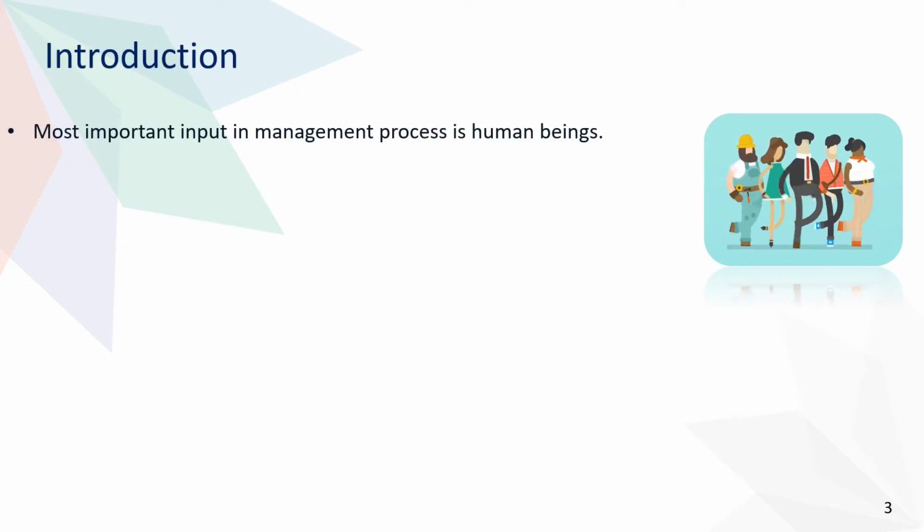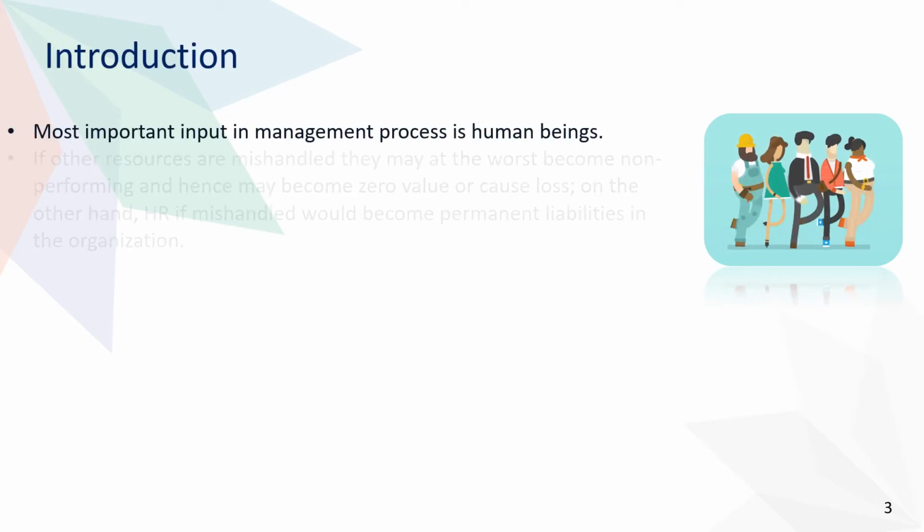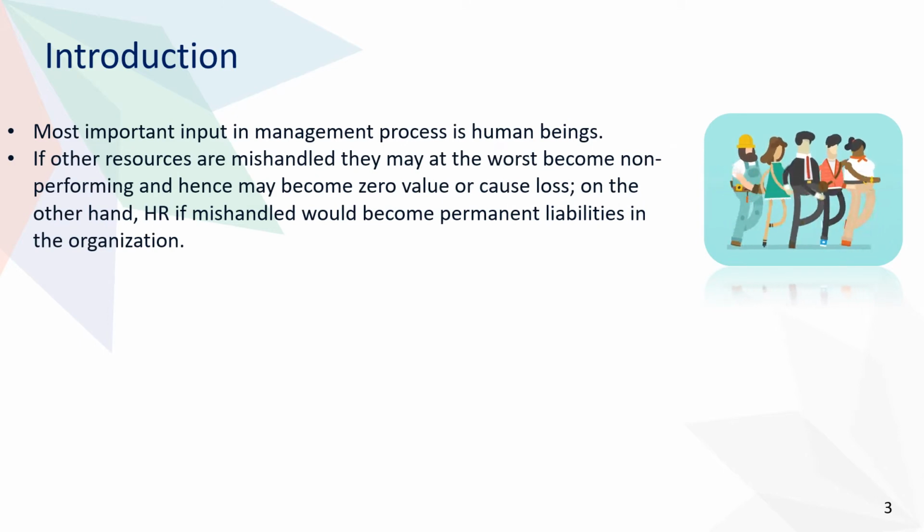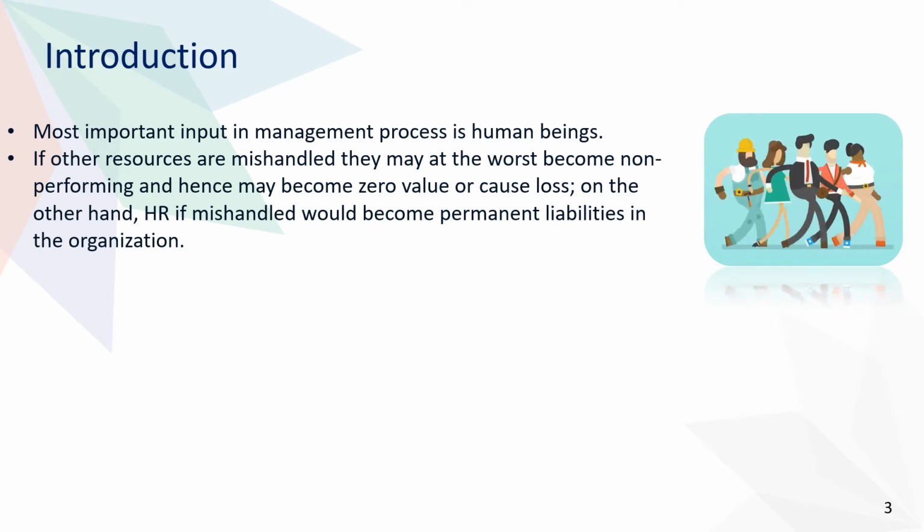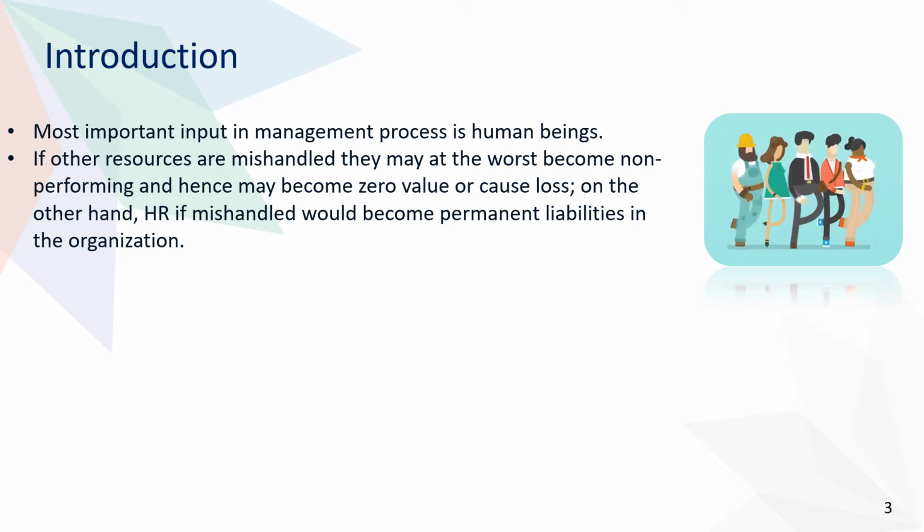As we know, the most important input in the management process is human beings. Unlike other resources, human resource inputs are live and have emotions that need to be managed. If other resources are mishandled, they may at worst become non-performing and hence of zero value. On the other hand, HR, if mishandled, would become a permanent liability in an organization.